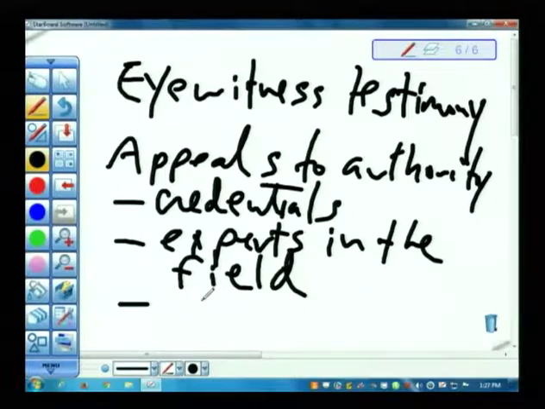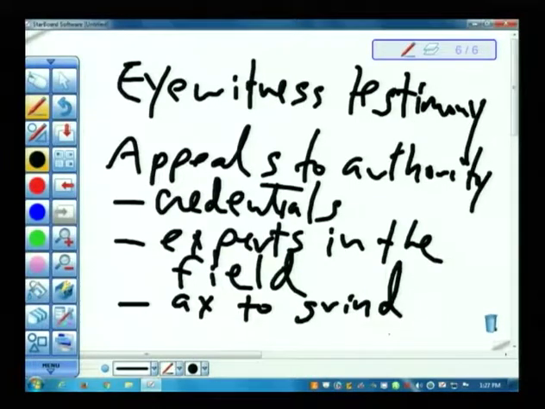Let's see. Well, let me put in one more thing. So let's put whether they have an axe to grind. And this looks a little bit like the ad hominem, but when you're looking at expert testimony, it's completely relevant to ask, who is this person and where are they situated in this issue, and do they have an interest in getting you to go one way or the other? It doesn't necessarily mean that you shouldn't pay attention to them.